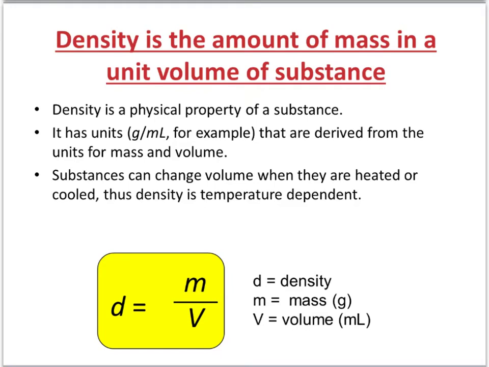Next we can turn to density, another derived quantity. Density is the amount of mass in a unit volume of a substance. It's a physical property of a substance, and the units are grams per milliliter. When we report density, temperature should always be specified. If it's not reported, you should assume that it's room temperature.